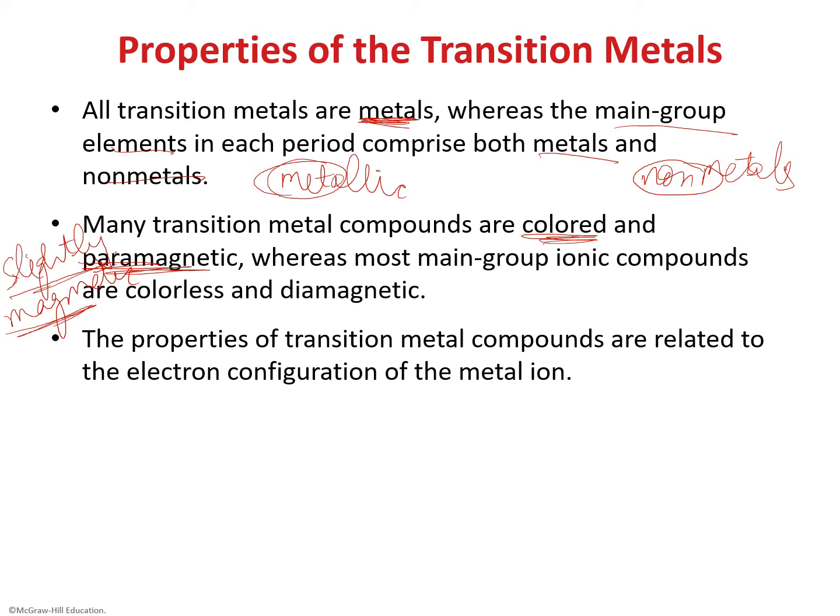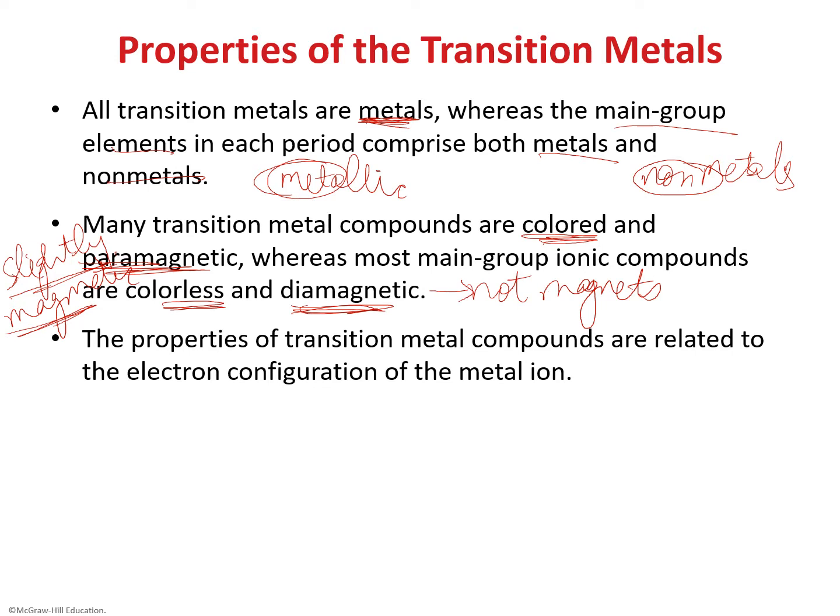That is paramagnetic. Whereas most of the elements in the main group are colorless and they are diamagnetic. Diamagnetic means they are not attracted to magnets. They do not have any response towards a magnetic field. They do not have any attraction towards a magnet.